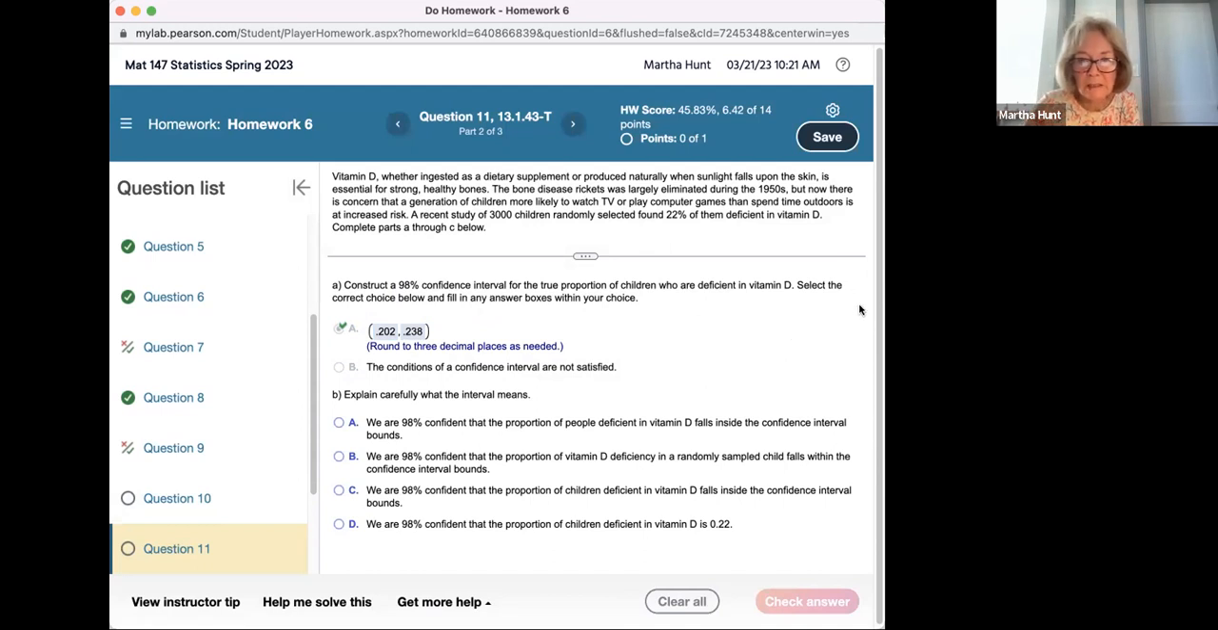What does it mean? 98% confident. This is bad, that a randomly sampled child. We're not making a statement about an individual child. We're making a statement about the general population. That's definitely wrong.